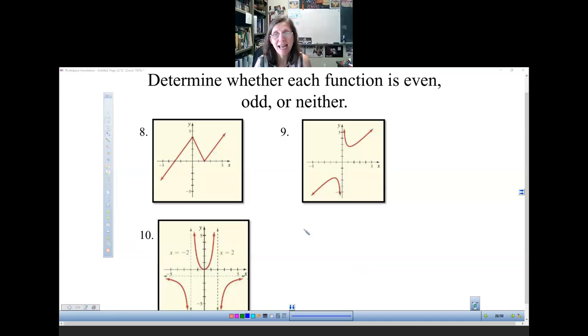So I want you to tell me, first of all, which one of these is the even function? You can type in 8, 9, or 10. Which of these is the even function? Even function. 8, 9, or 10.